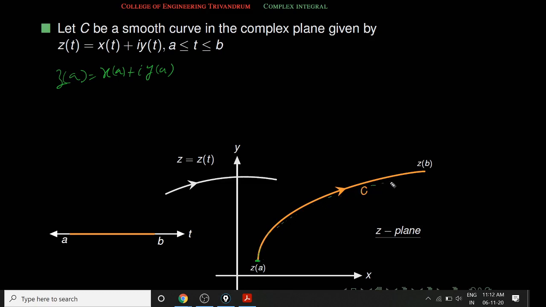It will trace like this, understood? Ultimately, when t equals b, this is the point. This is our z of b. Right, z of b is x of b plus i times y of b. Clear? That's why I mark it like this, because this is the direction of the curve. The curve starts from z of a and ends at z of b. Whenever t equals a, this becomes like this. So this is a curve. So this is the parametric form of the curve, right?